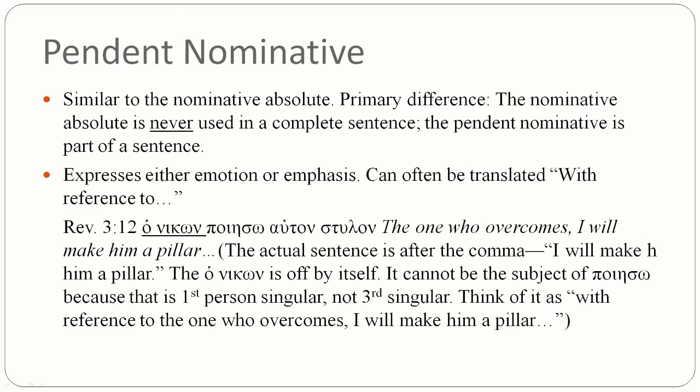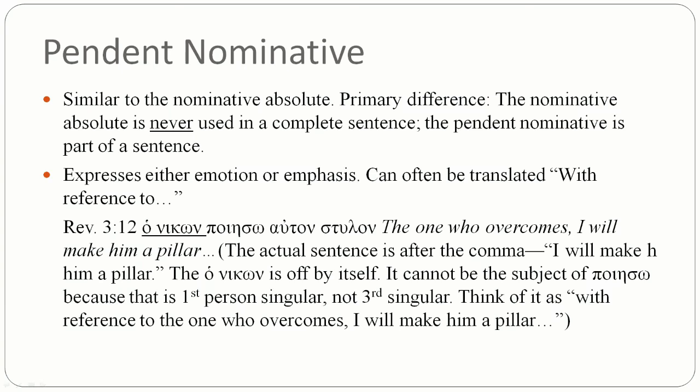That ho nikon, it's kind of off by itself. Therefore, it's the pendent nominative. Notice that it cannot be the subject of poieso. Poieso is first person singular, I will make. You can't have a third person ho nikon in there. If ho nikon is the one who's doing the doing, then poieso has to be third person singular, not first person singular. So it's a pendent nominative.